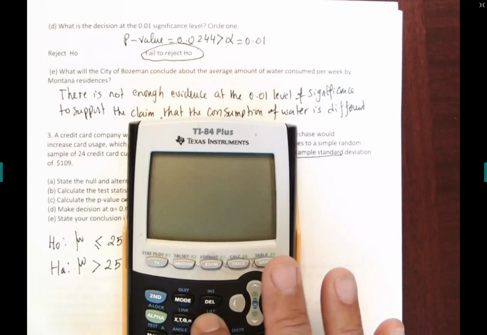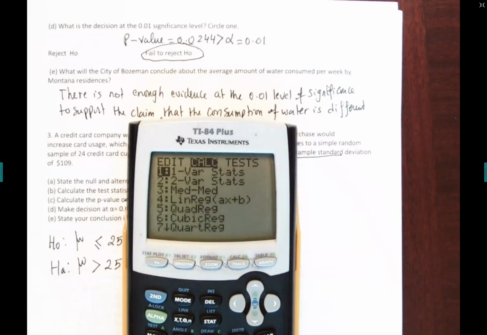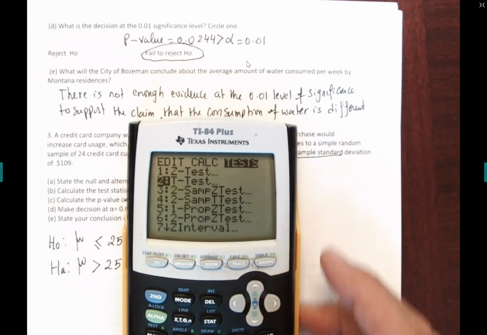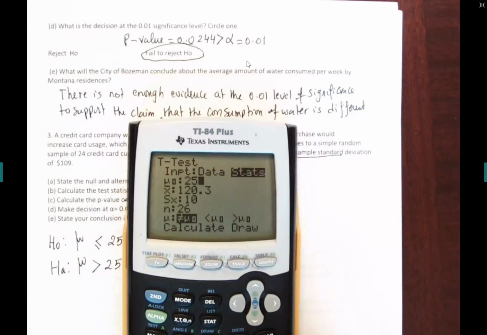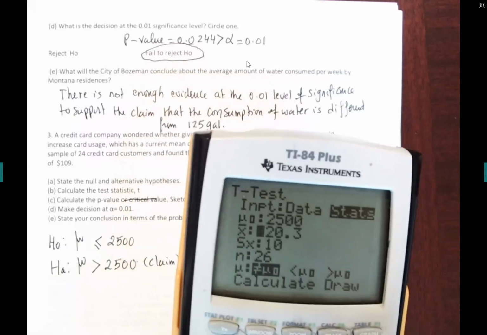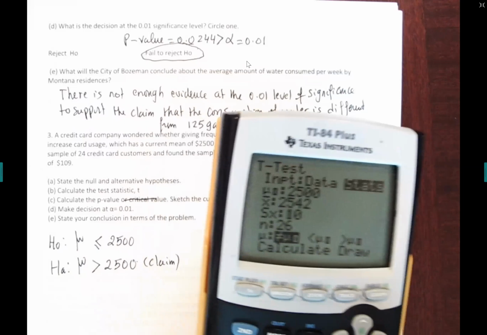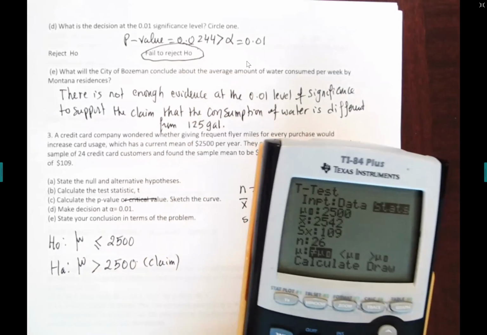I'll take you to the calculator. Stat. Turn the calculator on. Tests. And watch, guys. T-test. MU0, we're testing against 2,500. X bar, we say it's 2542. The standard deviation is 109. And we took a sample of 24.